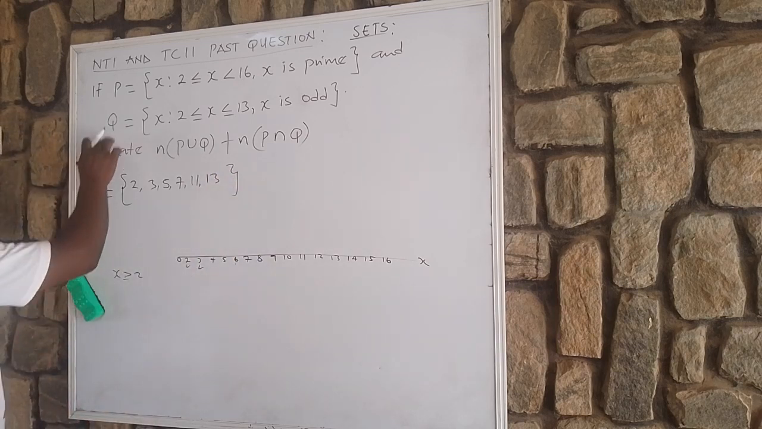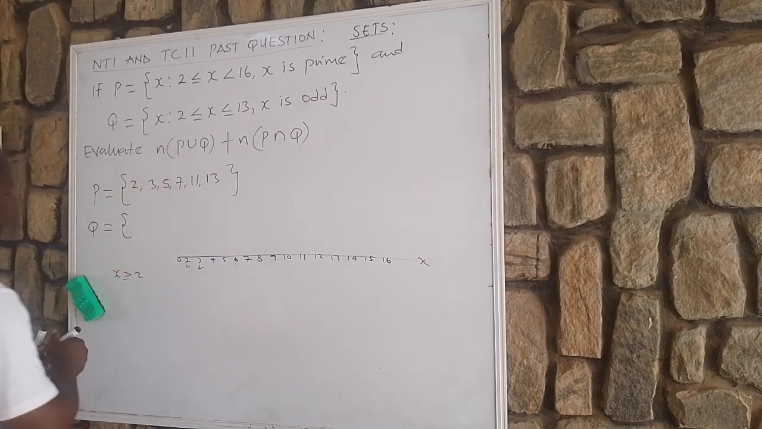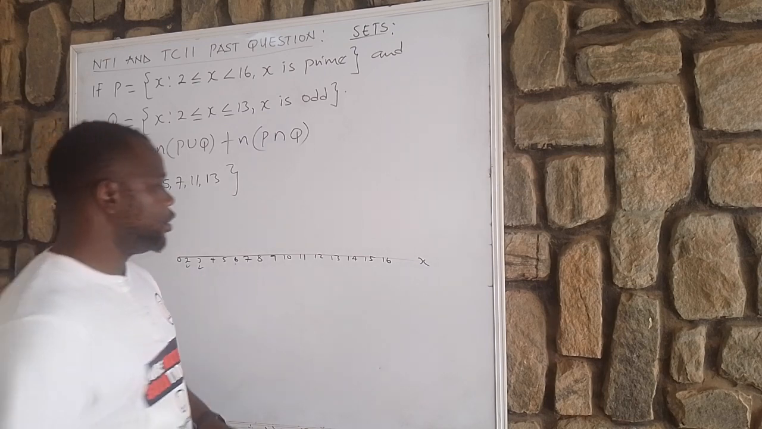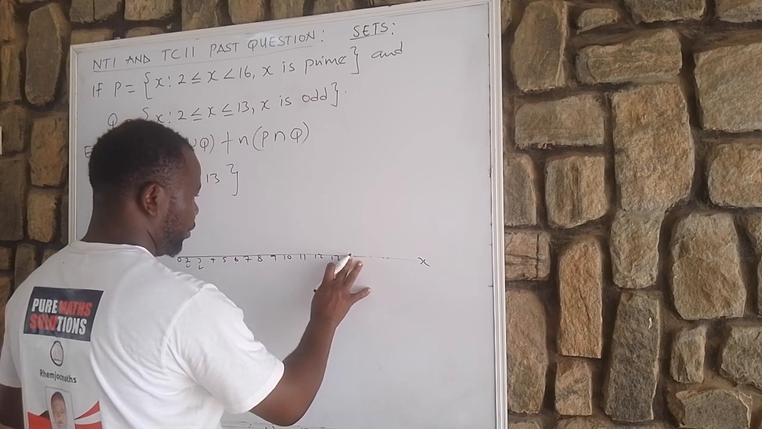Then let us consider set Q. This is how we find it. Set Q says x is greater than or equal to 2 and less than or equal to 13. So we'll stop here.